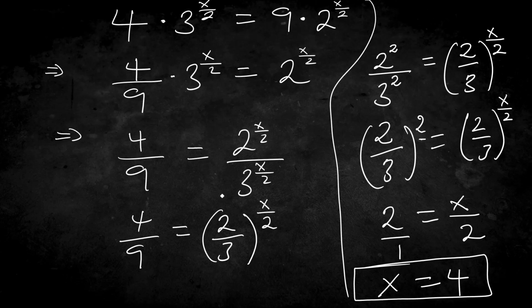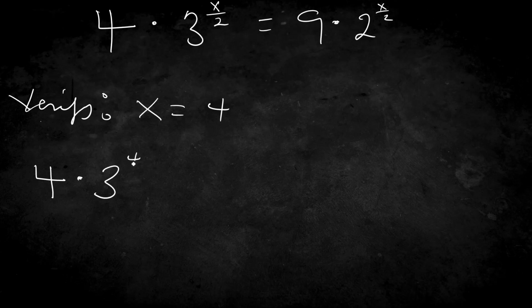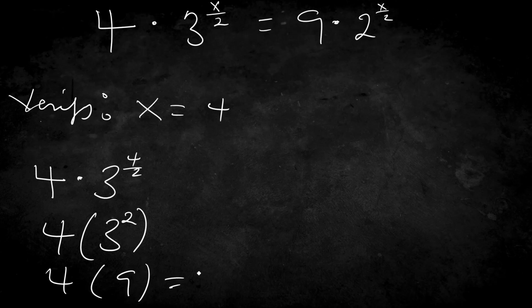Okay, so let's verify our answer. So x equals 4. Let's plug in 4. So we have 4 times 3 raised to 4 on 2. So we have 4 times 3 squared. 4 times 9, which is 36 for the left hand side.